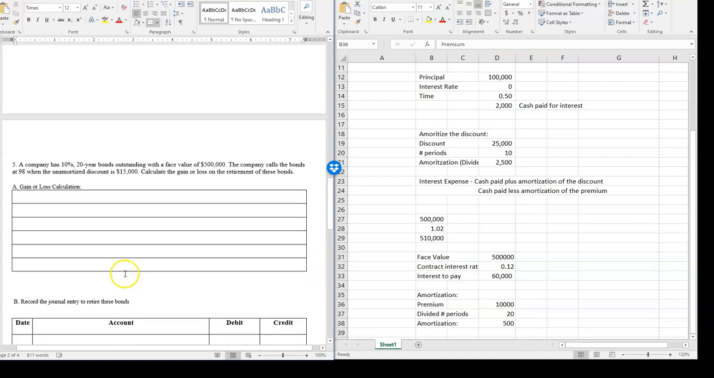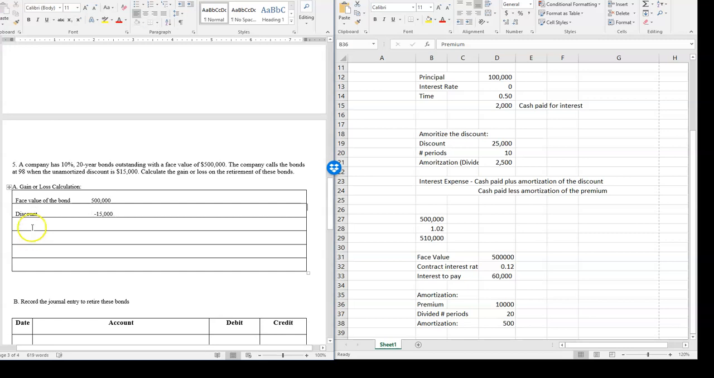All right, a company has 10% 20-year bonds outstanding with a face value of $500,000. The company calls the bonds at 98 when the amortized discount is $15,000. Calculate the gain or loss on retirement of these bonds. So we have a formula that I like to use that says the face value of the bond, and the face value of this bond is $500,000, and then we net that with the discount or premium. So here we have a discount. Discount is contra, so it subtracts to get to the net price of the bond, so that's negative $15,000.